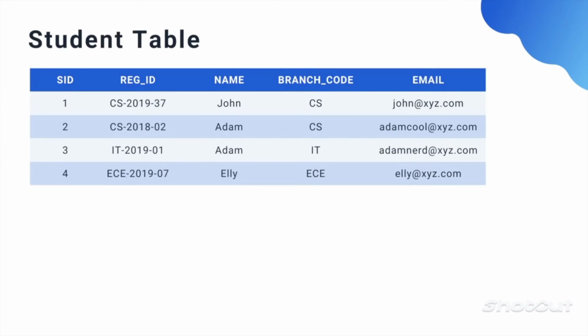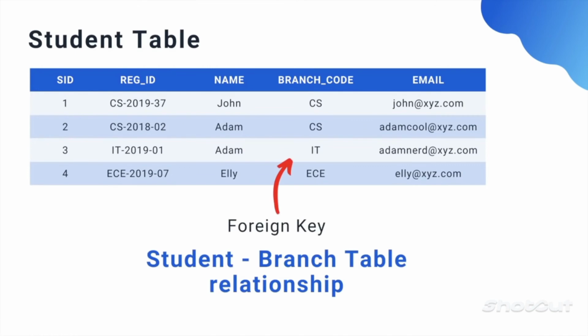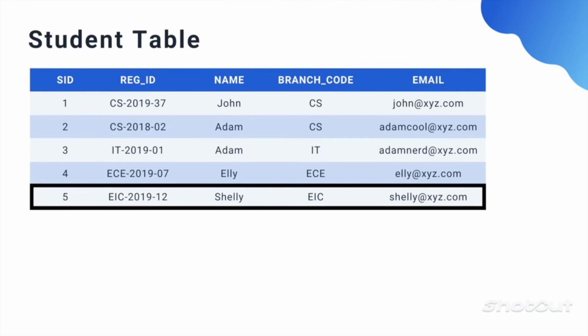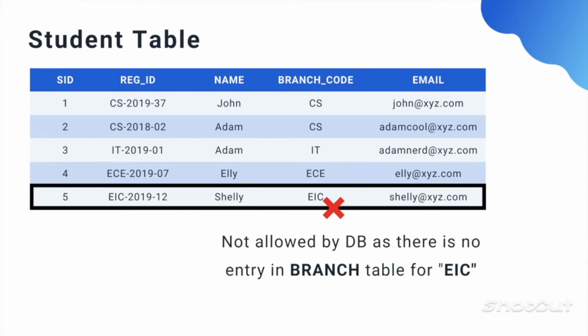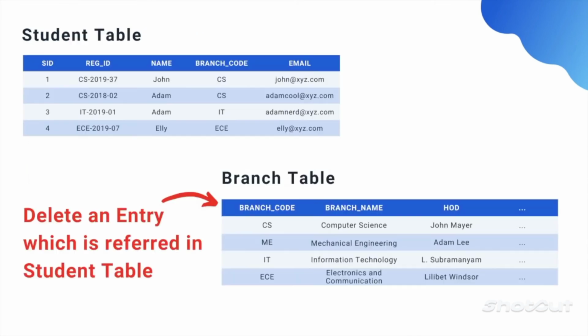In the students table, the branch code can be made a foreign key to set up referential integrity or a relationship between the tables student and branch. This way, while making a new student entry, a wrong branch name cannot be provided, else the DB will return an error. Similarly, if someone deletes a branch entry or updates a branch code in the branch table, they will have to change the same in the students table too.